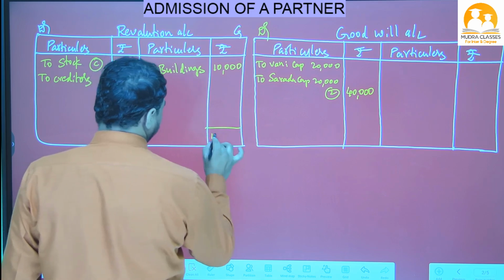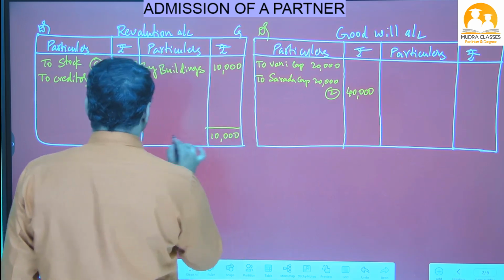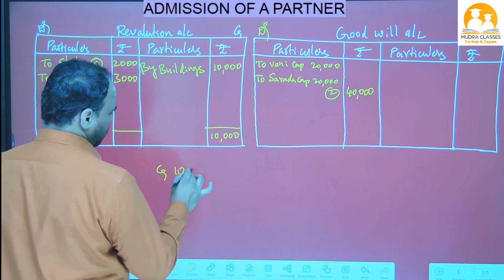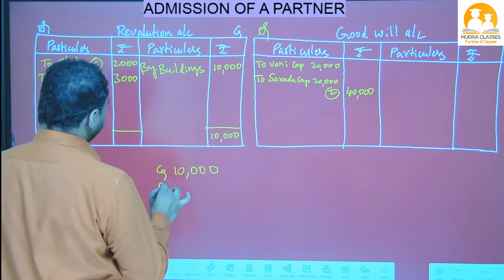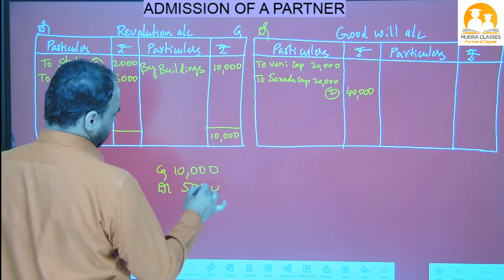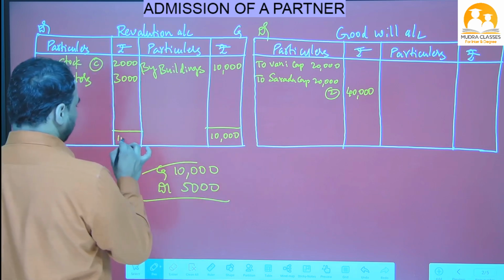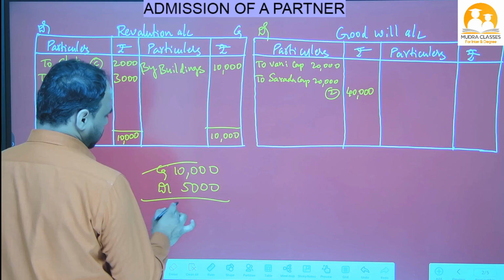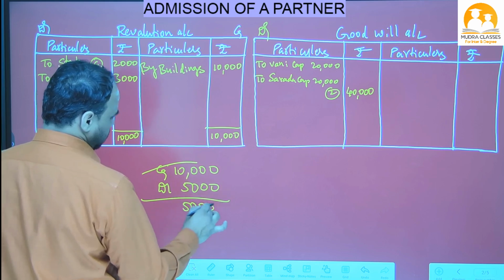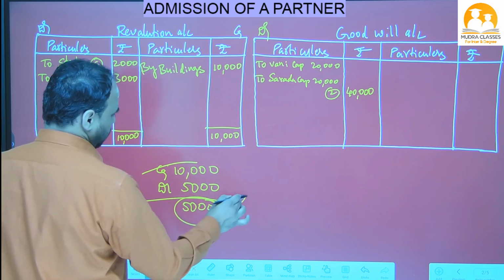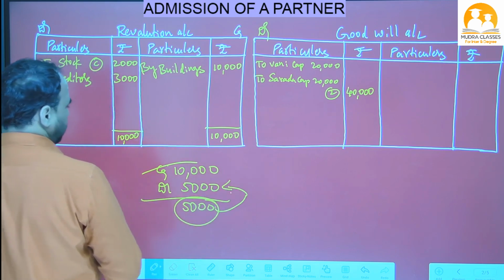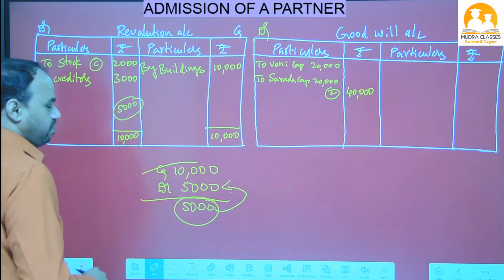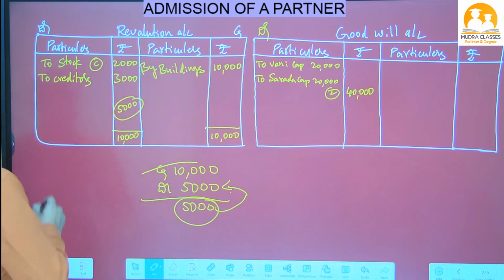Revaluation account credit side we have 10,000 rupees and debit side we have only 5,000 rupees. So in these two, credit is the big amount, so on both sides write that big amount. Okay, now credit minus debit, how much, Nana? 5,000 rupees. This is a loss. Okay, sorry, profit. This profit we have to write on the debit side. This profit we have to transfer to old partners in the old ratio.